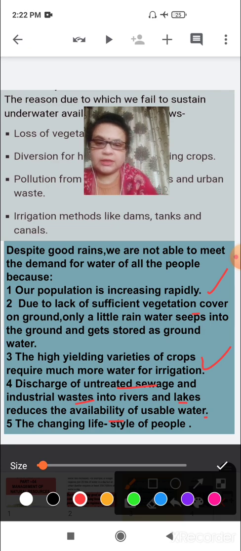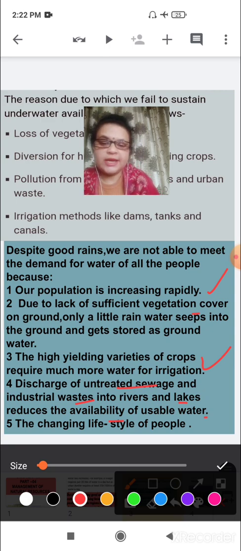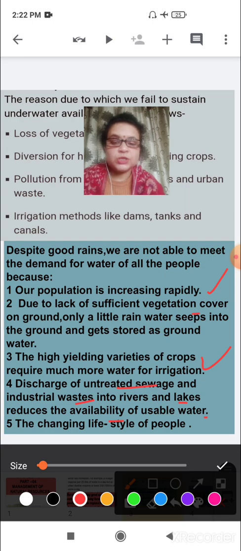And the other important thing is the changing lifestyle of people. In cities, people are using water in a manner that they should not. They are not using water, electricity and other resources as they should. So the changing lifestyle in the cities, in the higher communities, means they are not using water in the adequate amount they should. This is also a reason that despite good rains, we are not able to meet the demand for water of all the people equally.